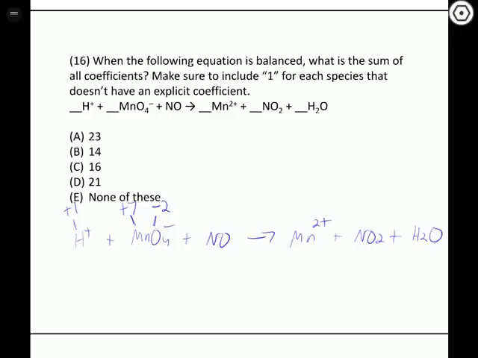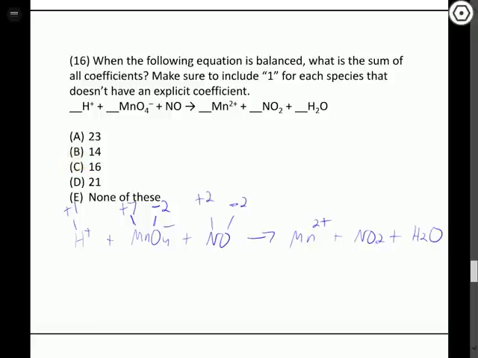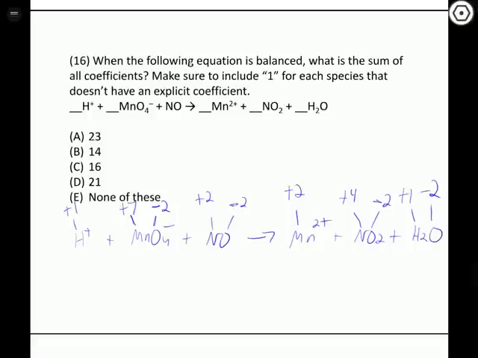NO, I think we saw a similar one above. So NO, we have -2 for oxygen, +2 for nitrogen. Mn2+ is an ion by itself, so it's going to be +2. NO2, we just did that above, so by the same argument, -2 for oxygen and +4 for nitrogen. And then H2O, we see this in a lot of these, is +1 for hydrogen, -2 for oxygen. Okay, so those are all of the oxidation numbers. You want to become adept at assigning those so that you can work through these quickly.